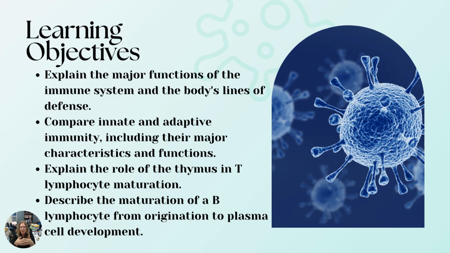So, we're going to talk about where B and T cells mature because that becomes really important as we get deeper into the adaptive immunity. So we're moving beyond just identifying cells again, and we're starting to ask what those cells are actually doing for the patient.